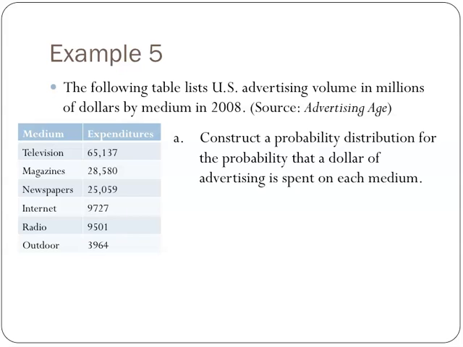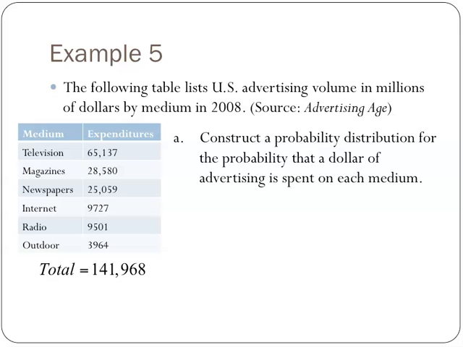Now it says in part A, construct a probability distribution for the probability that $1 of advertising is spent on each medium. So what you need to do here is come up with the probabilities, but before we do that, you're going to need to know what the total expenditures are. So go ahead and add all of those expenditures up, and that totals to $141,968. This is in millions. All right, now we want to come up with a table that lists each probability.